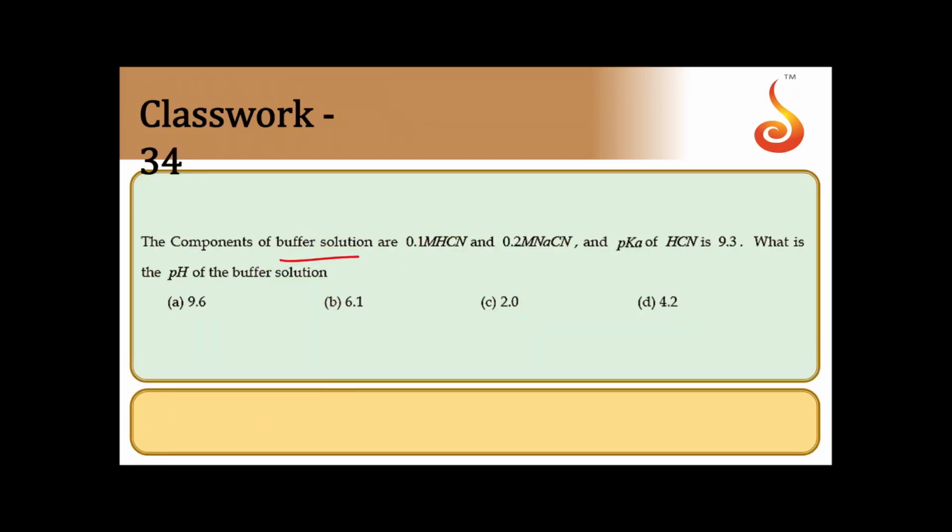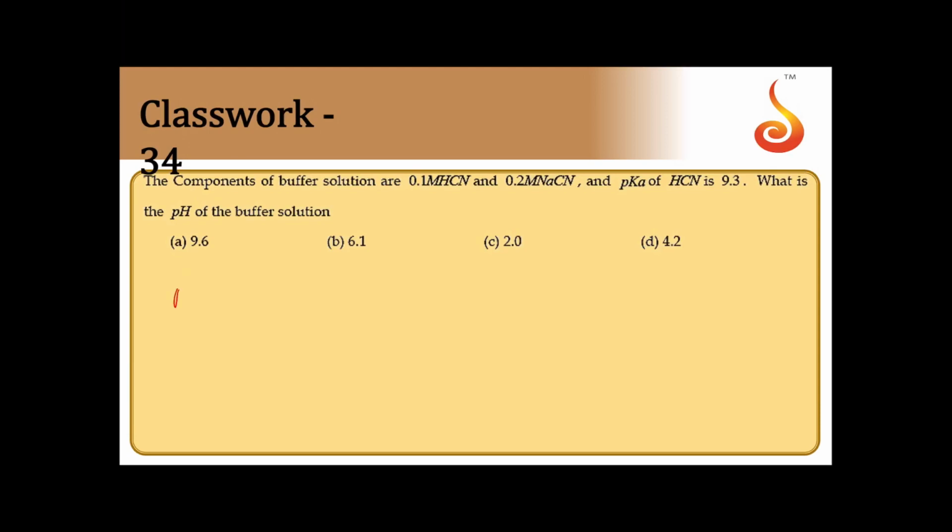34. The components of a buffer solution are 0.1 molar HCN and 0.2 molar NaCN, and the pK of HCN is given to us. What is the pH of the buffer? So the buffer consists of a weaker acid HCN and a salt of a strong base. They have given the concentrations of acid as well as salt, and pK is also given to us. Direct substitution in the formula. So here pH is equal to pKa plus log of concentration of salt by concentration of the acid.